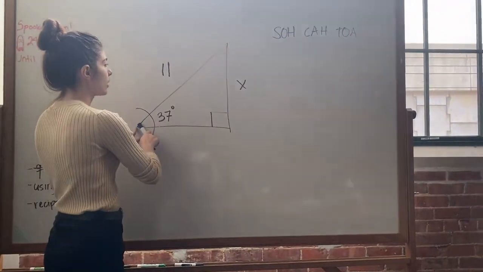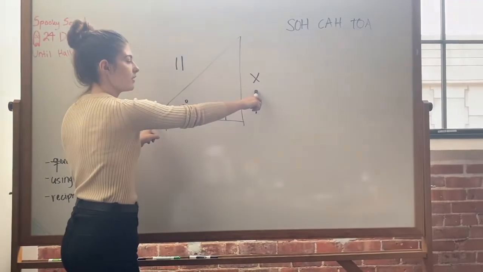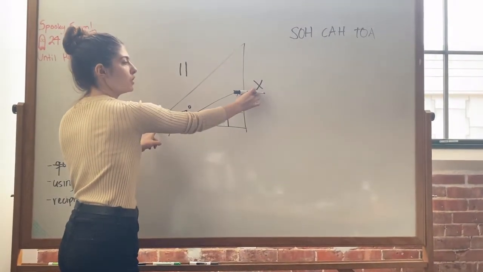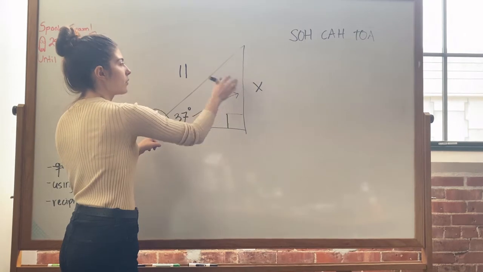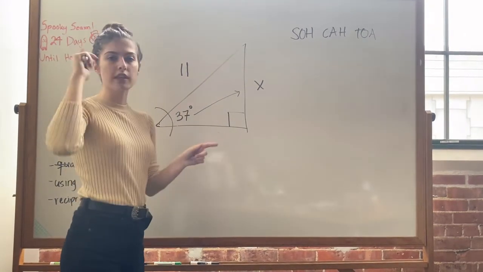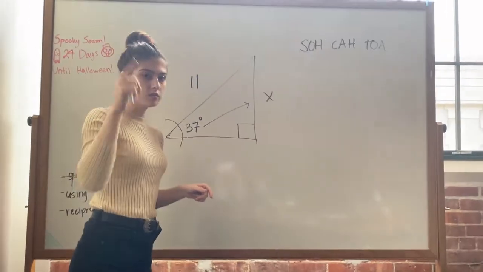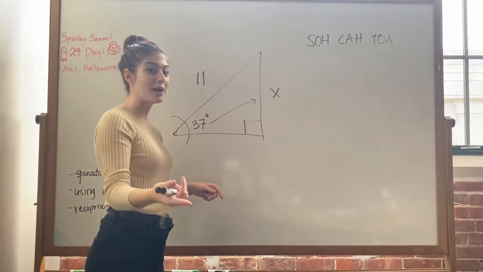Which of these 3 functions can we use? Well, we're looking for our opposite side. This is our opposite side. This is what we're looking for. And we have our hypotenuse. So we want to look at the function that uses opposite and hypotenuse.